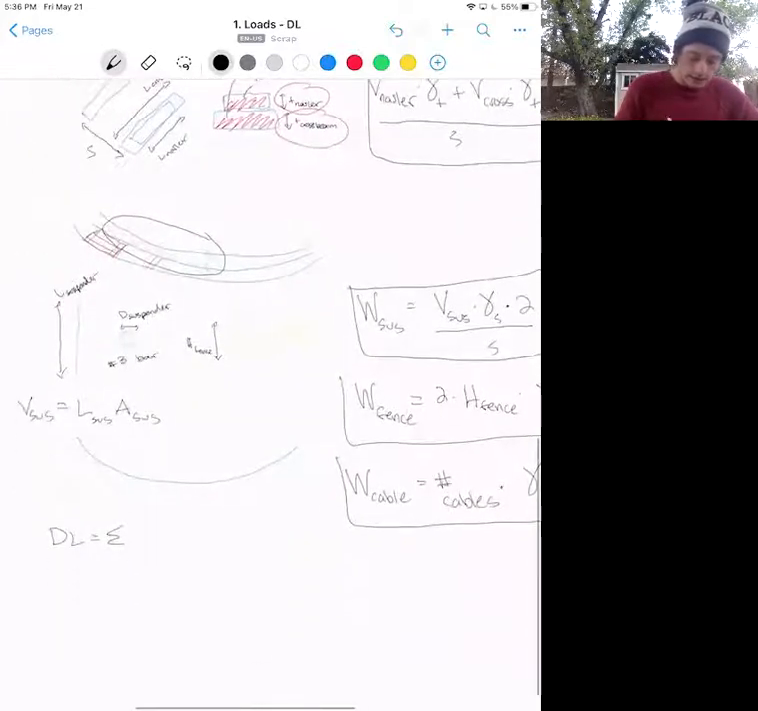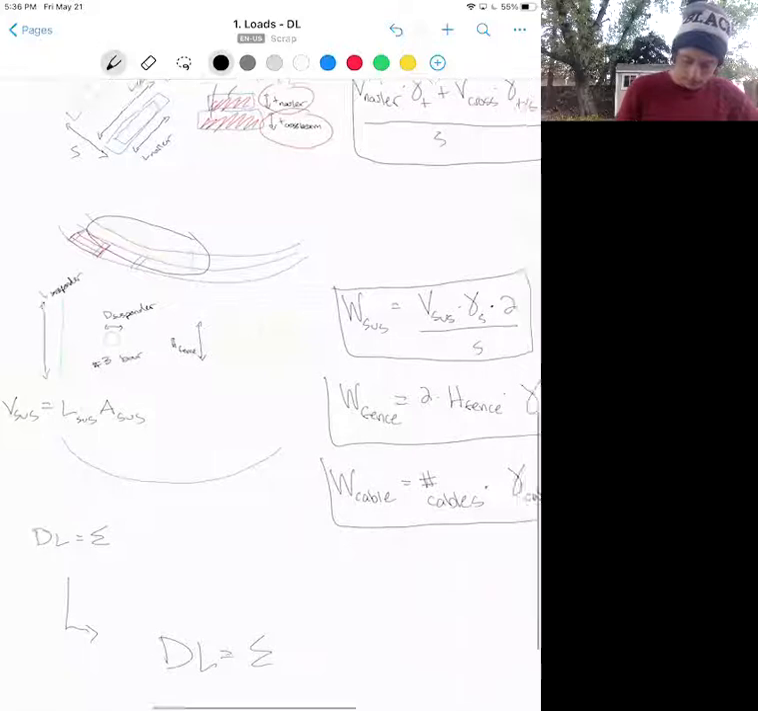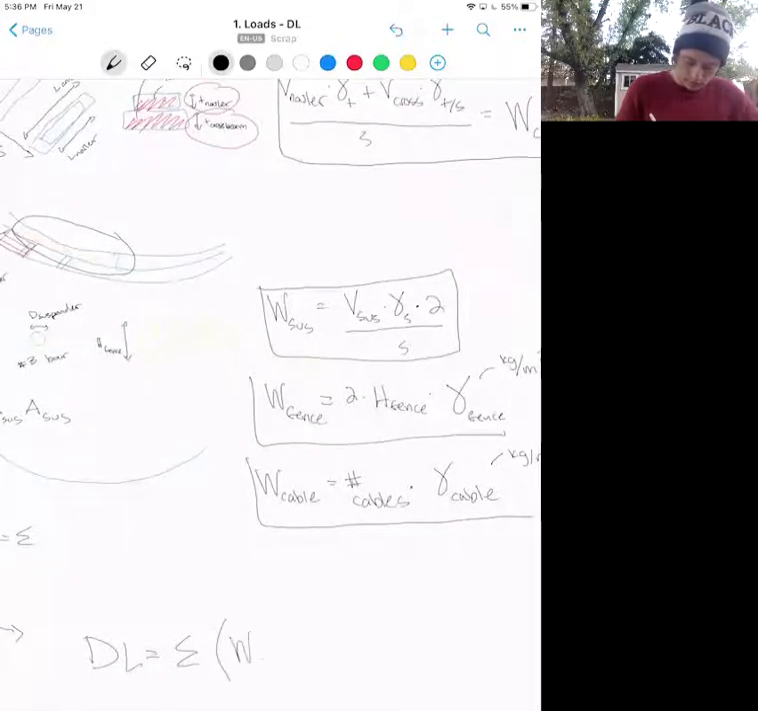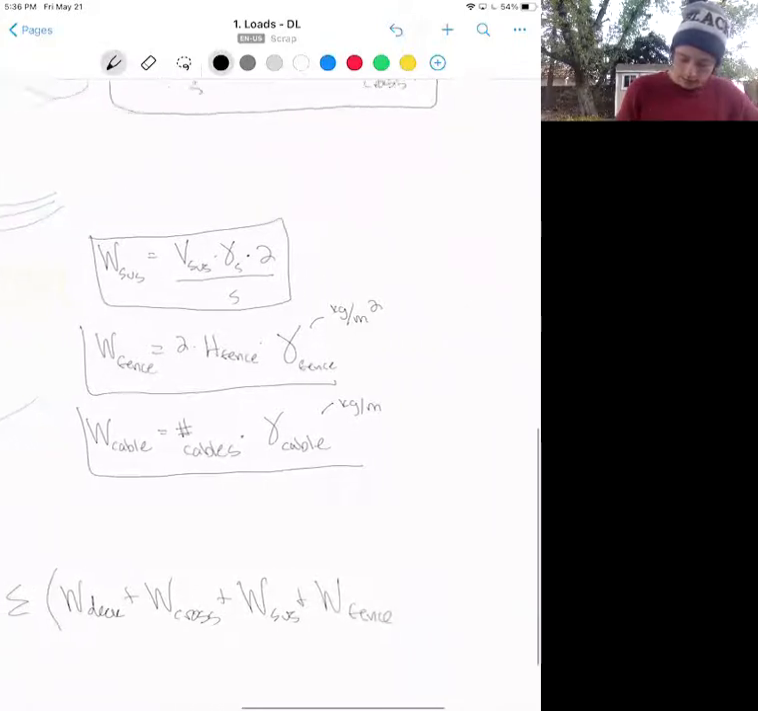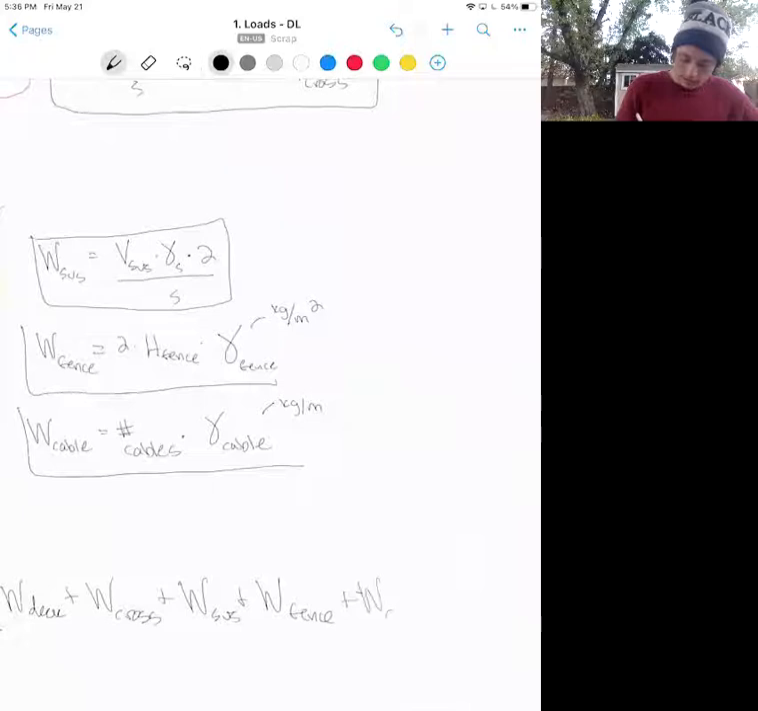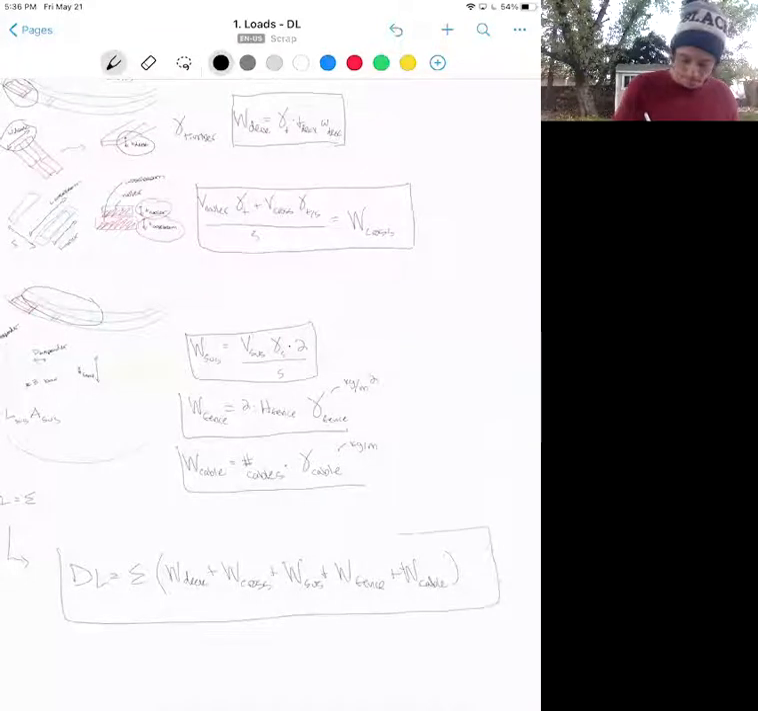So finally, our dead load is going to be our deck, plus our crossbeams and nailers, plus our suspenders, plus our fence, plus our cable, and we'll compare this with 1.04 kilonewtons per meter, and we'll see if it's greater or less than.